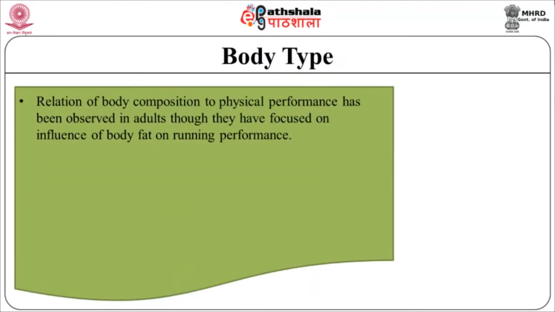The relation of body composition to physical performance has been observed in adults, though studies have focused on the influence of body fat on running performance. Percent fat is significantly associated with poorer performance at distances ranging from 800 to 10,000 meters, R value 0.49 to 0.69 in trained runners. Brendan and Boileau, 1987.